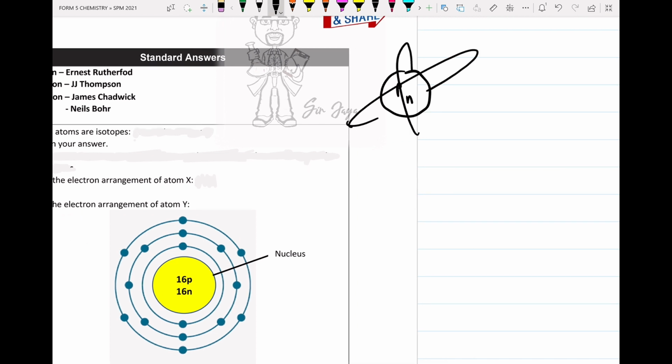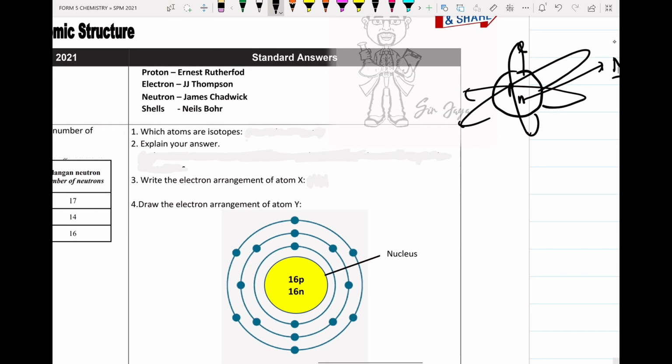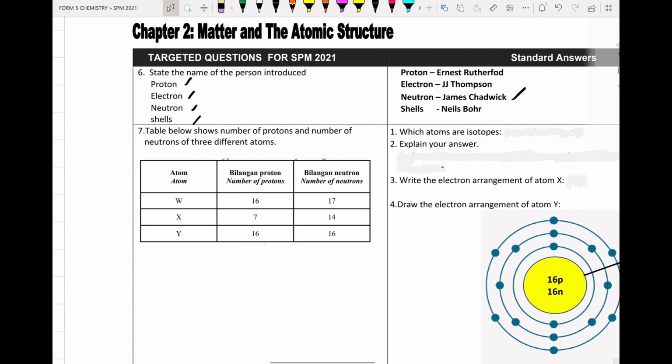All right, so orbiting the nucleus in the shell is the electron, and they mention neutron here. So neutron, who's the one who introduced neutron? The answer will be James Chadwick. We move on to the next type of question.